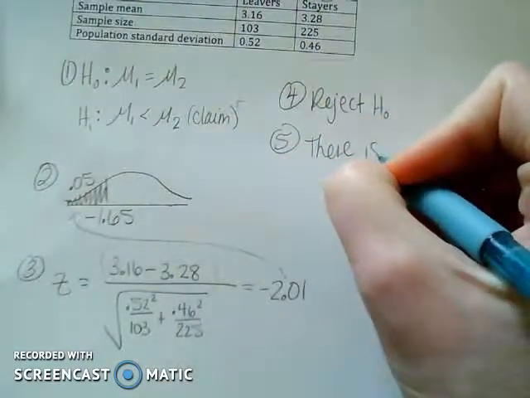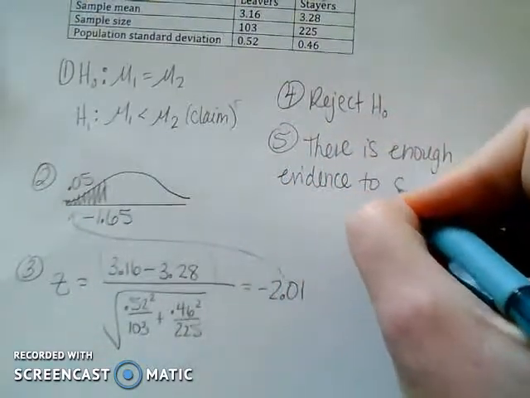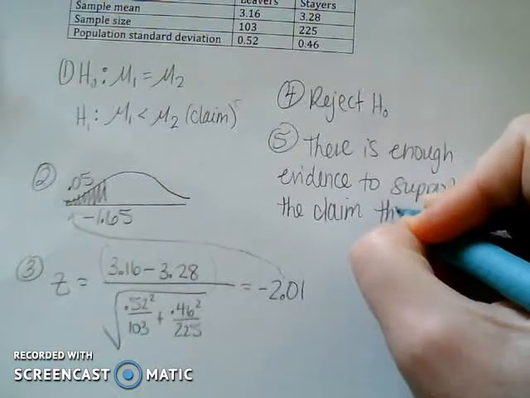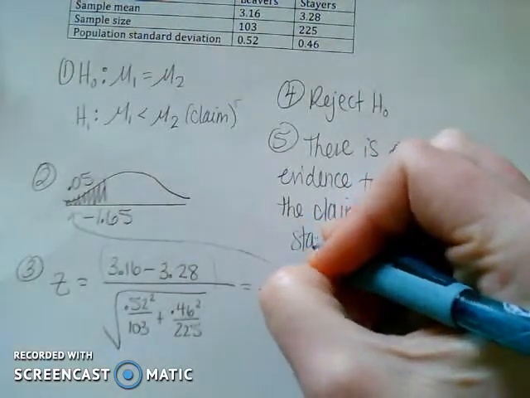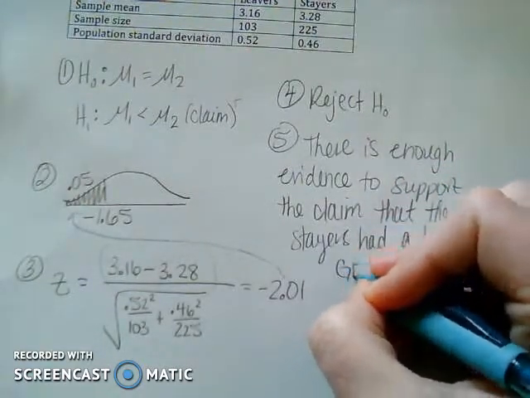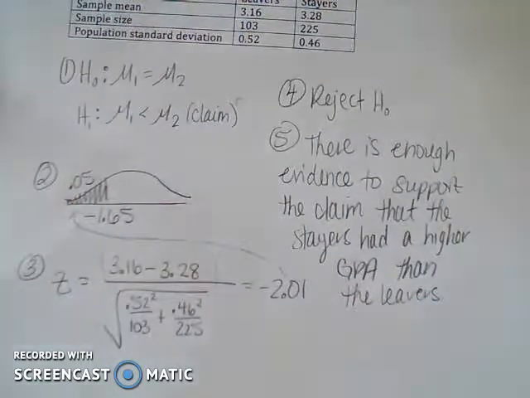So there is enough evidence to support the claim that the stayers had a higher GPA than the leavers. And that should make a little bit more sense. That probably meant they were a little bit better at science, so they had a better time in their actual career afterwards. So most of these hopefully should make sense, not always, but hopefully you can kind of think about it and know whether they make sense or not.